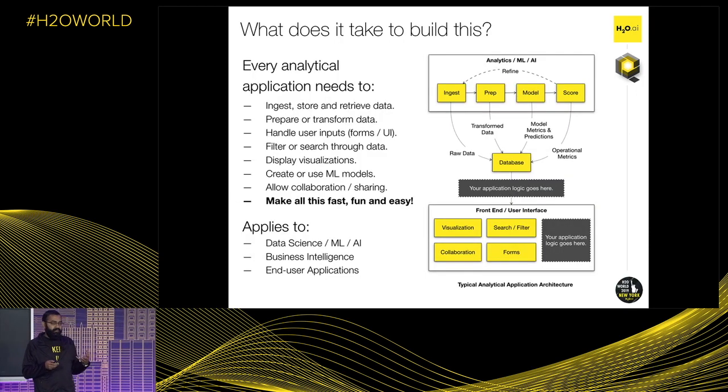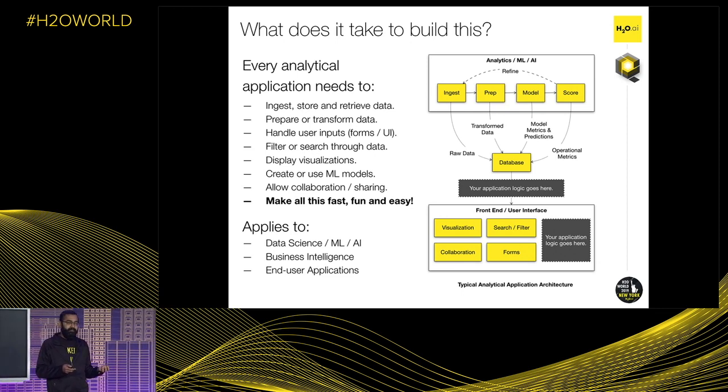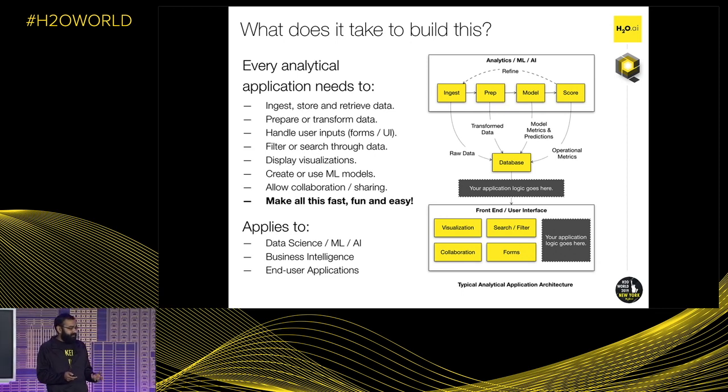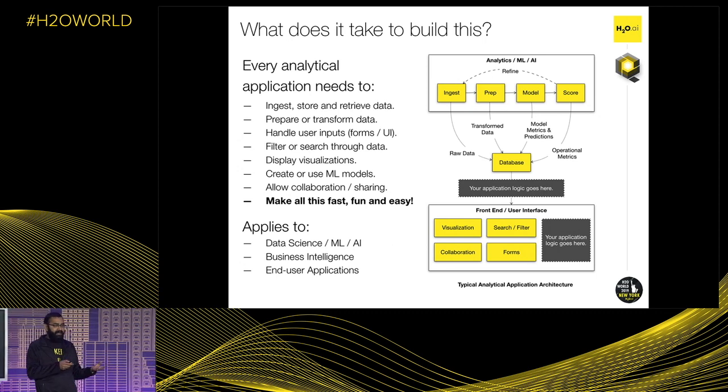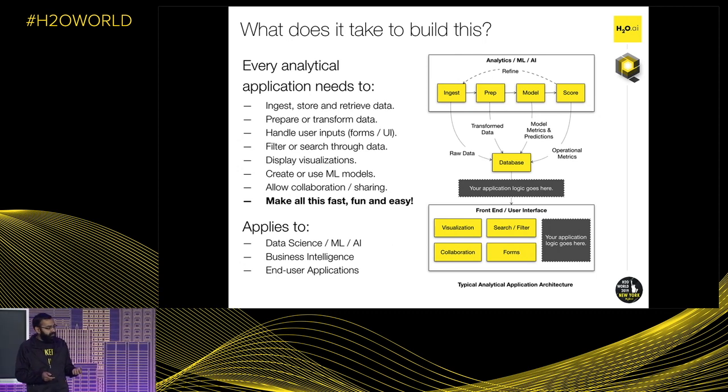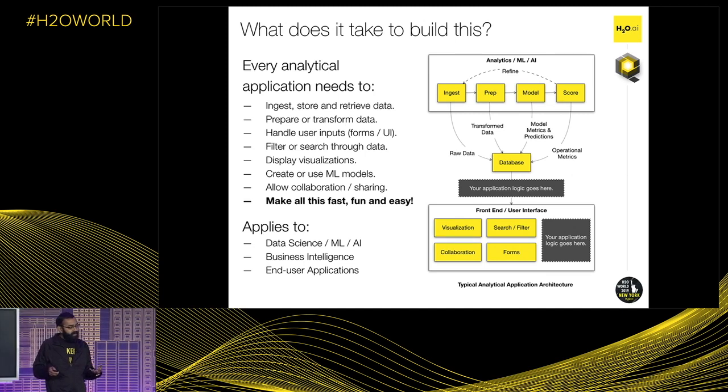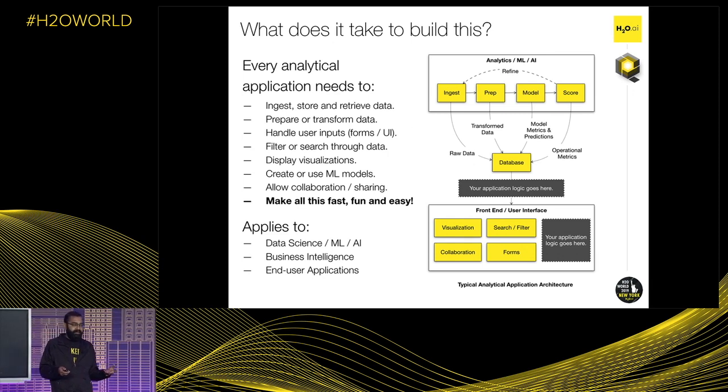And so if you're going to build a system like this, what does it take to put together all the components and build this system? There's definitely the analytical ML AI process in the background, which is ingest, prep, model, and score. And all of these processes are going to emit information. For example, from ingest you have raw data, and from prep you have the transformed data. From the modeling process you have model metrics and predictions, and from scoring you have the operational metrics. And all of these have to be stored in some database somewhere.